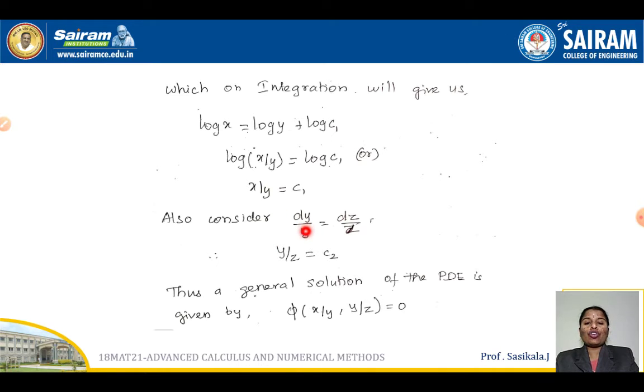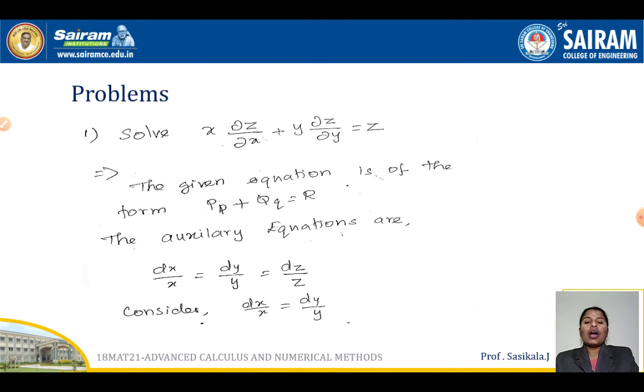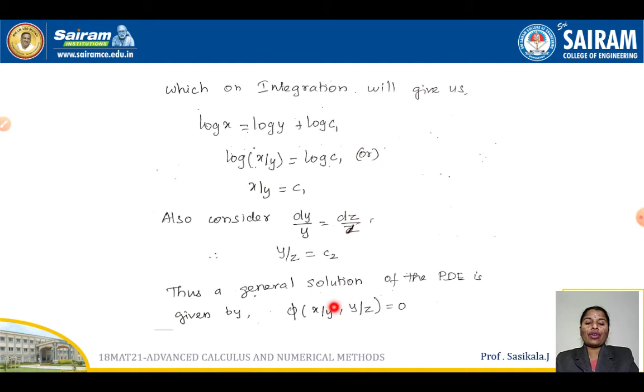Also consider the other two combination: dy/y = dz/z. So y/z = c2. Now you got two results, c1 and c2. Thus the general solution of the PDE is given by phi(x/y, y/z) = 0. Any two combination you can choose, or you can choose x and z also. The result must be only in the form phi(u, v) = 0. So this can be used for direct integrations, as per the first type.